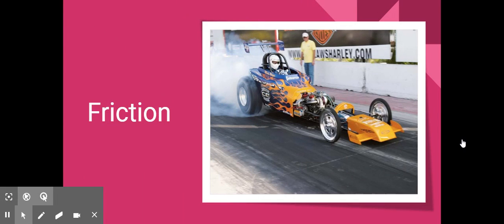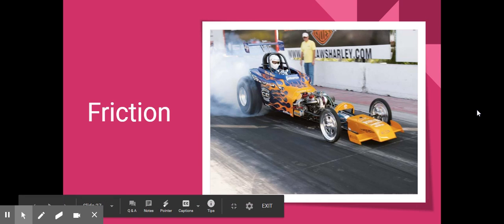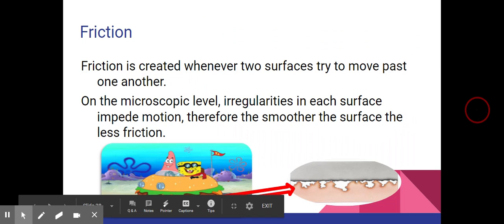Okay, so you can see a Top Fuel dragster here. They really go super fast. They accelerate super fast, very quickly. And so friction is super important for dragsters.